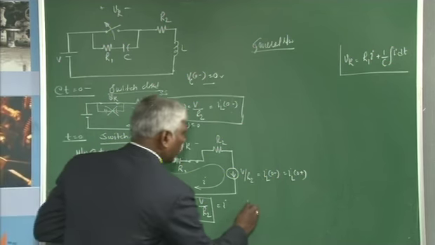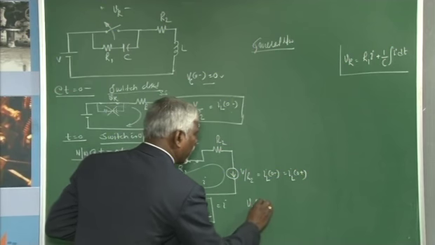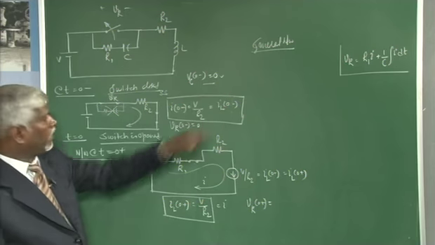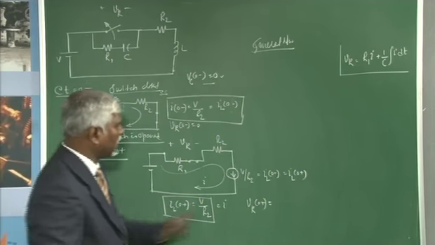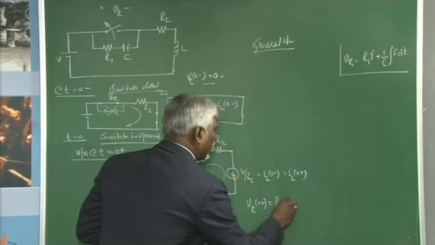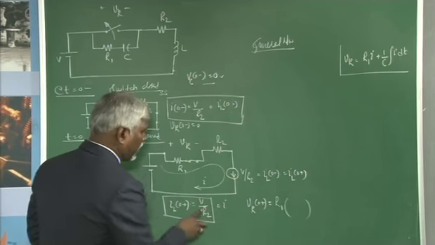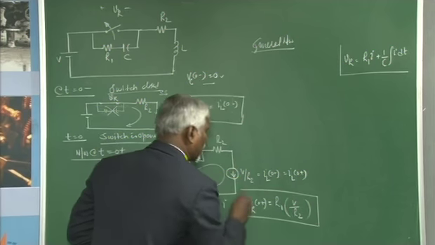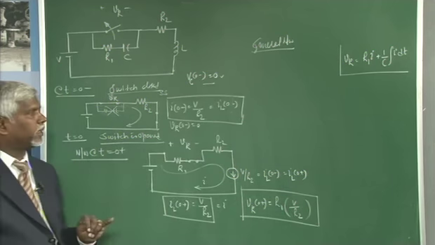If you want to know what Vk is at 0 plus, it is R1 into I. So, R1 multiplied by this current, and the current through this is nothing but V by R2. This is the voltage across the switch at t equal to 0 plus.